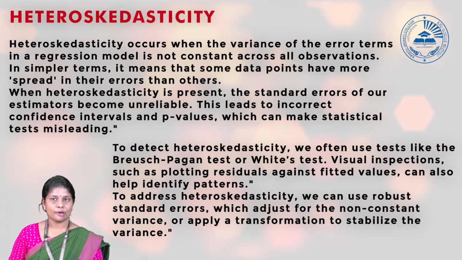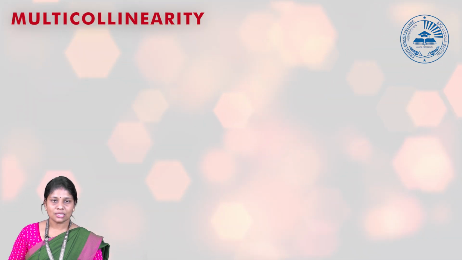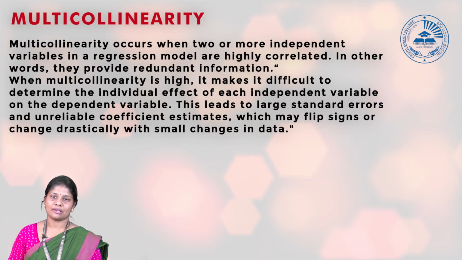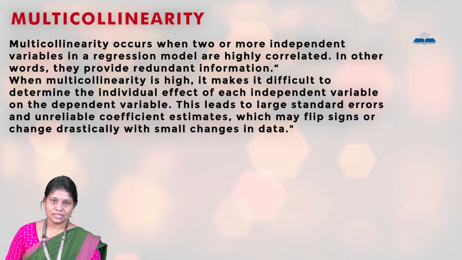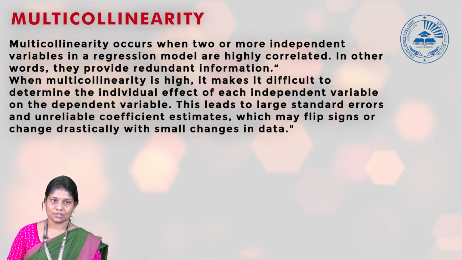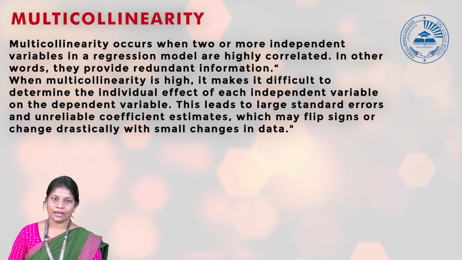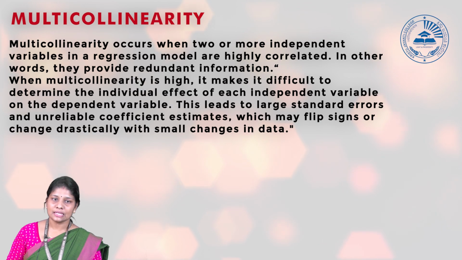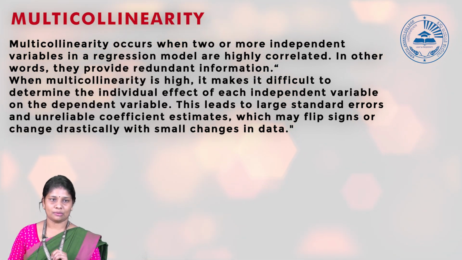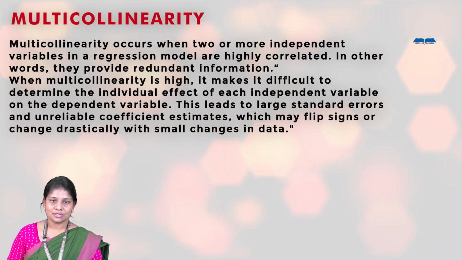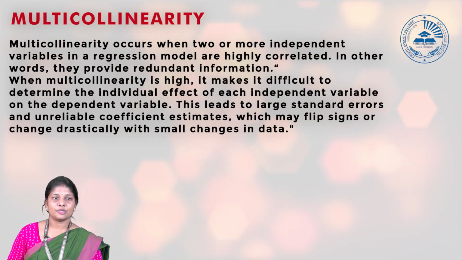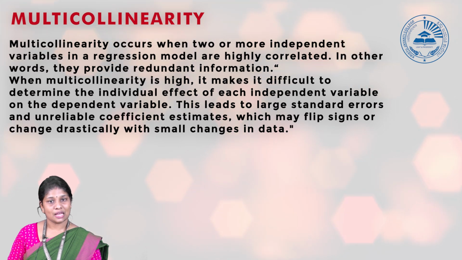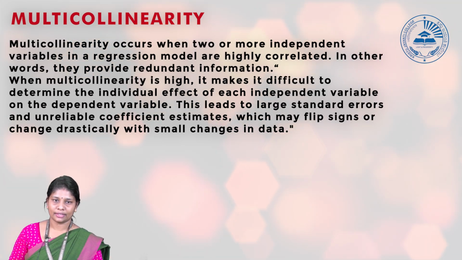When we talk about multicollinearity, it occurs when two or more independent variables in a regression model are highly correlated. In other words, they provide redundant information. When multicollinearity is high, it makes it difficult to determine the individual effect of each independent variable on the dependent variable. This leads to large standard errors and unreliable coefficient estimates, which may flip signs or change drastically with small changes in the data.